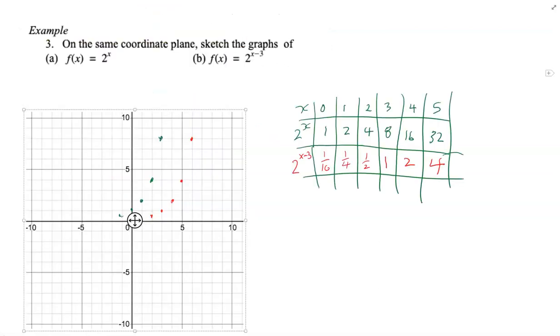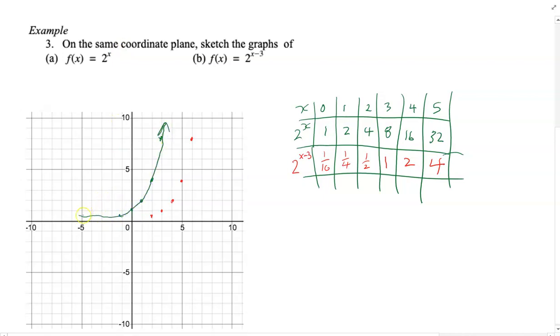Let's talk about shifts in the coordinate plane of exponential functions. Now, if we have, for example, f of x is equal to 2 to the x, and we graphed that earlier, so it looks like this green curve right here, and we wanted to graph f of x is equal to 2 to the x minus 3.